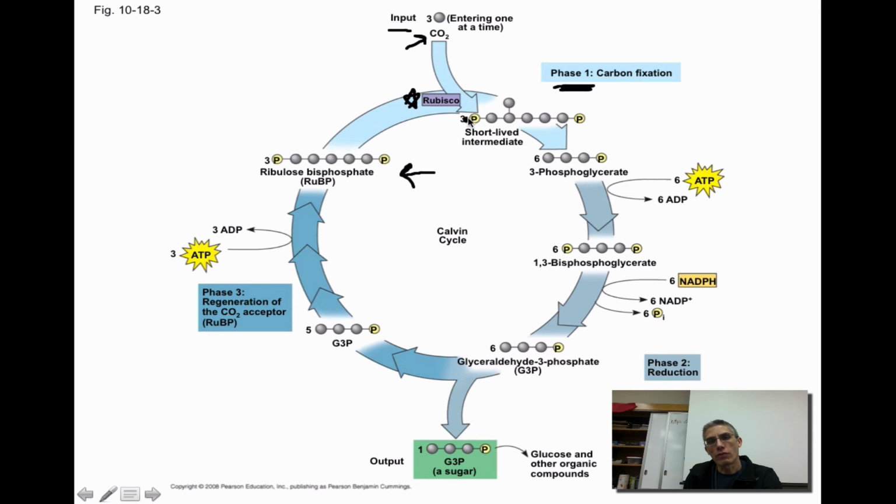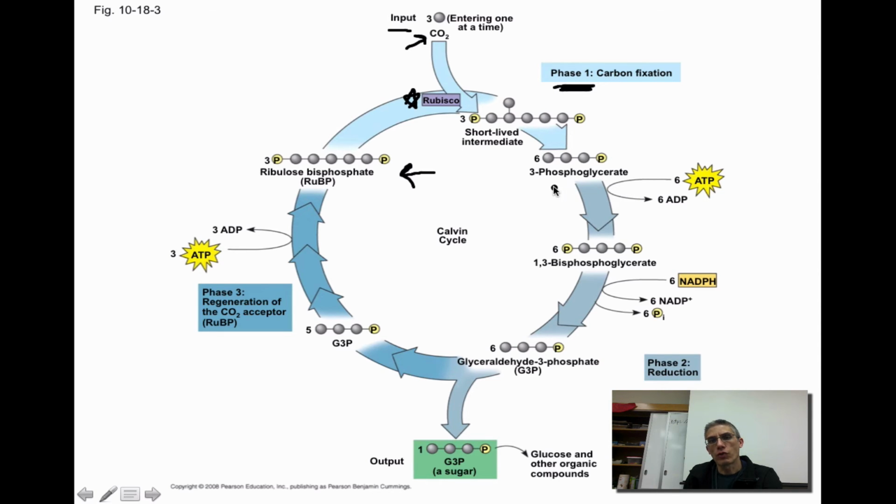Now, I'm not going to have you worry too much about the numbers that you see here. If you notice, we have a 3, a 6. Eventually, that plays into the idea of producing the sugar that you see down here at the bottom. But for all intents and purposes, you need not worry too much about that.